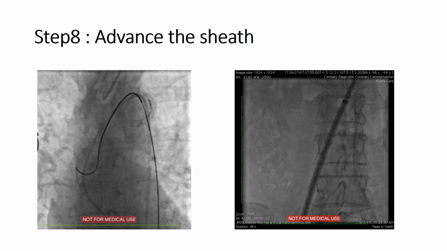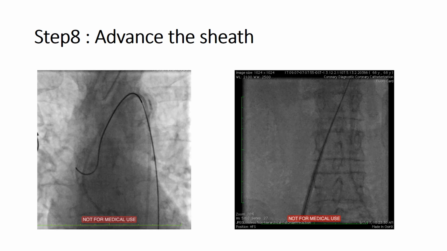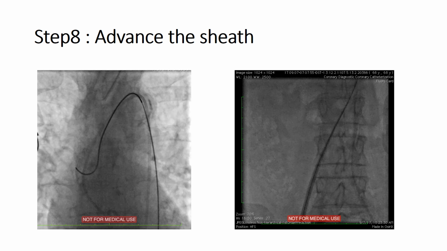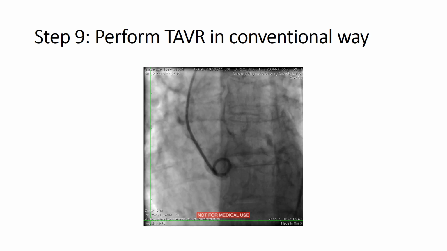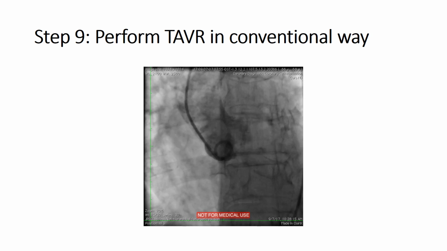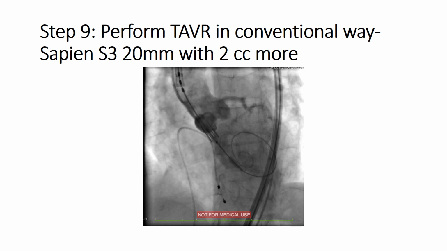And then you do your TAVI in a regular fashion. This case was not easy because there was a lot of calcification, sinotubular junction, low left main, and a small valve. So we deployed our valve, had good result with some trivial paravalvular leak. And this is the easy part of the procedure.